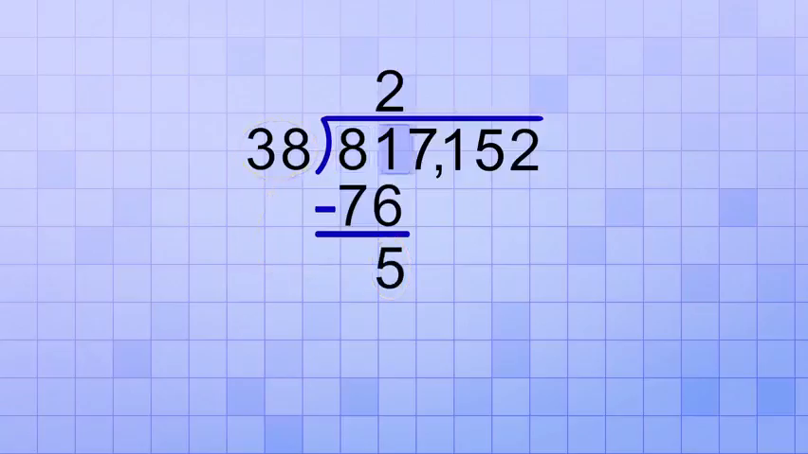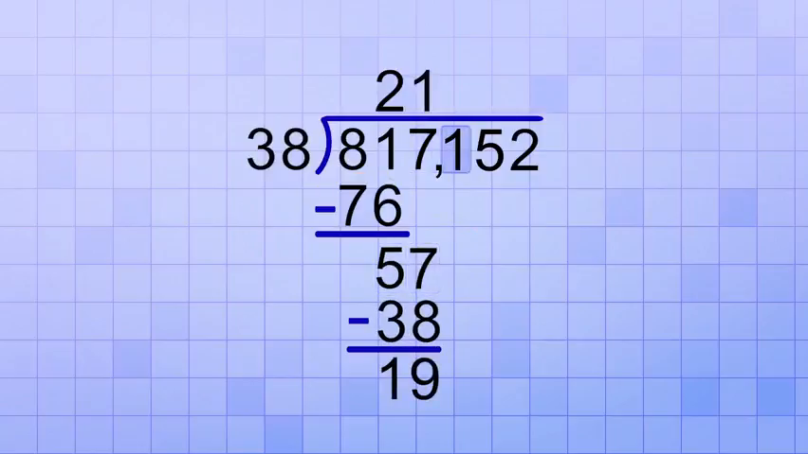Now we move on to the next digit. We bring a copy of it down and combine it with our 5 and ask, how many 38s will it take to make 57? That one's easier to estimate, just 1, because it's easy to see that 2 38s would be too big. 1 times 38 equals 38, and 57 minus 38 leaves a remainder of 19.